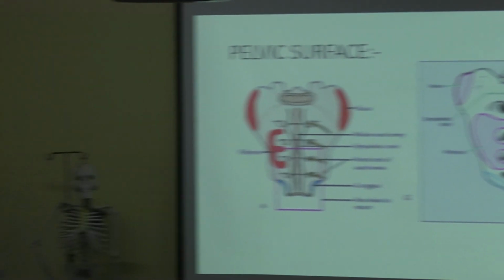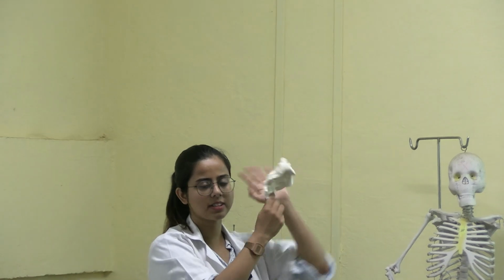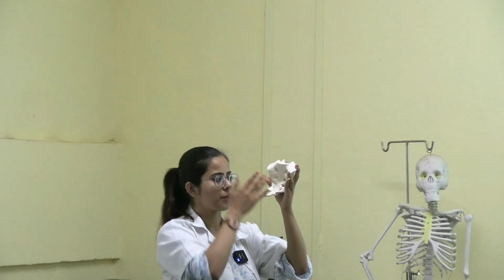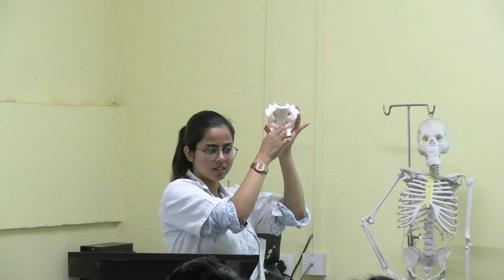This is a sacrum. Now we'll see the relations and the attachments of the pelvic surface. First the pelvic surface, then the dorsal surface. Now, sacrum: medially we have the median sacral vessels.